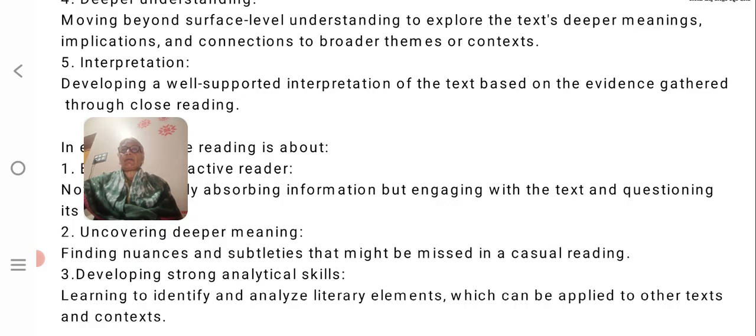Close reading develops strong analytical skills. It helps to identify and analyze literary elements which can be applied to other texts and contexts. So, how to start a close reading?